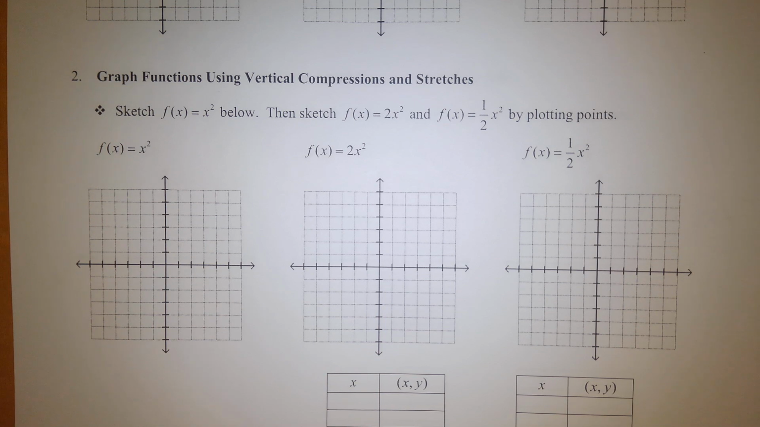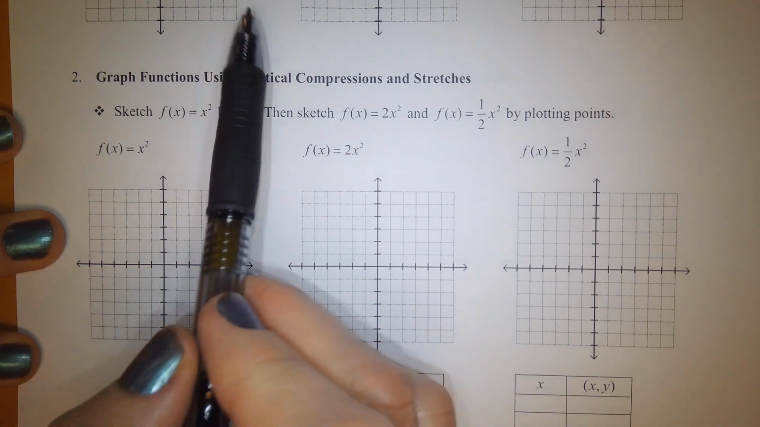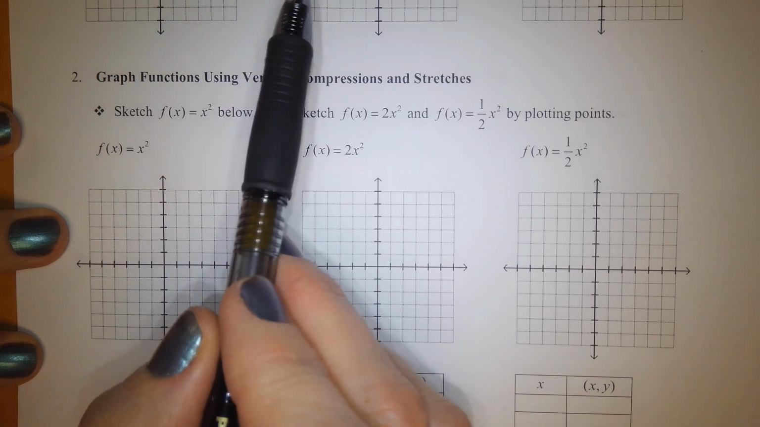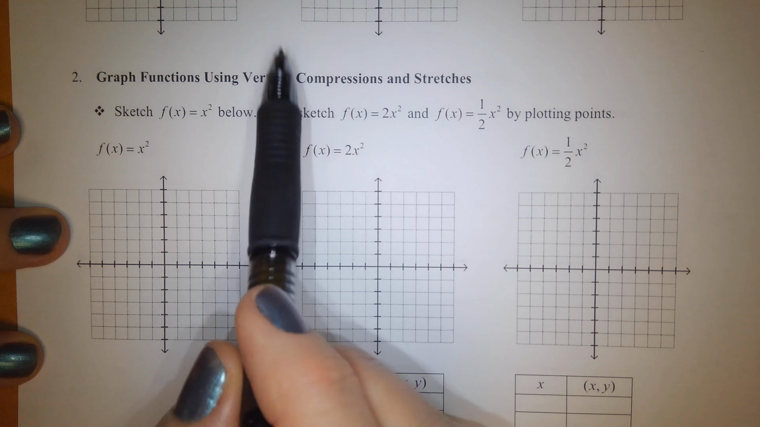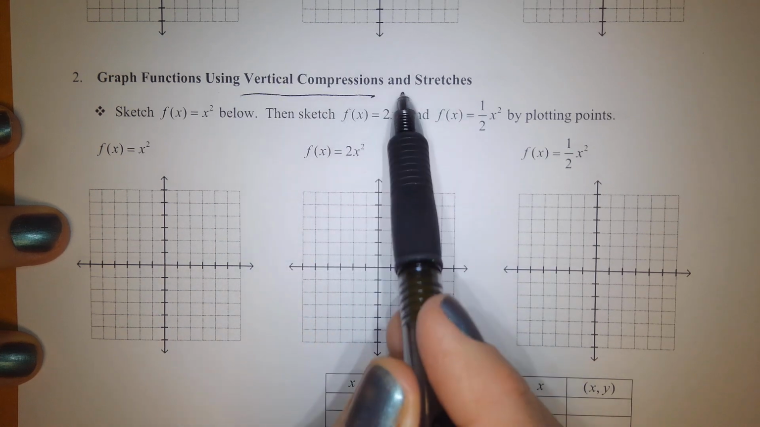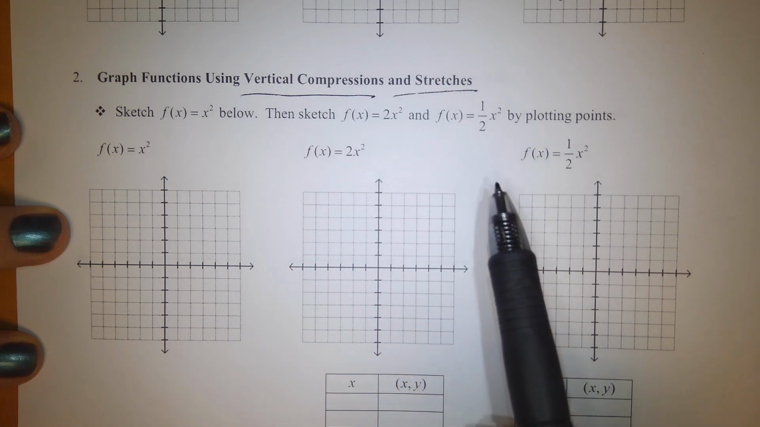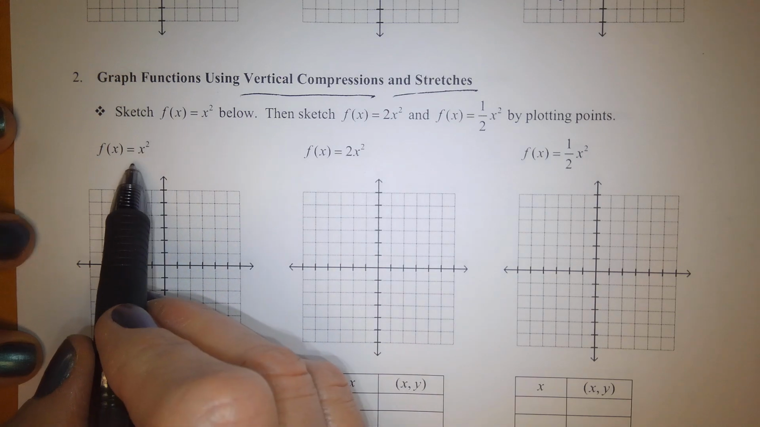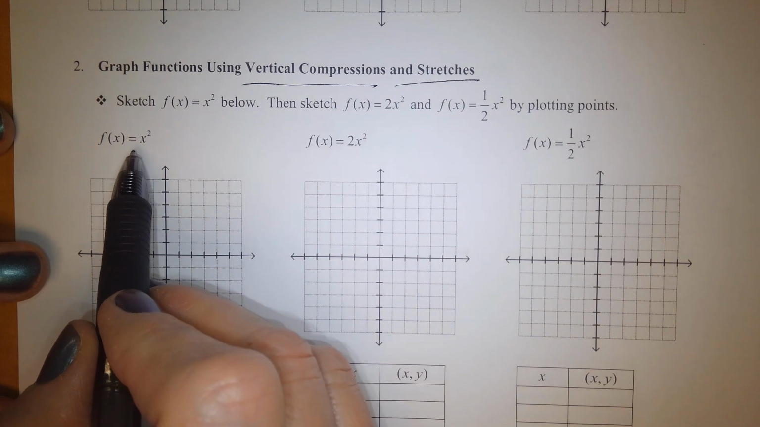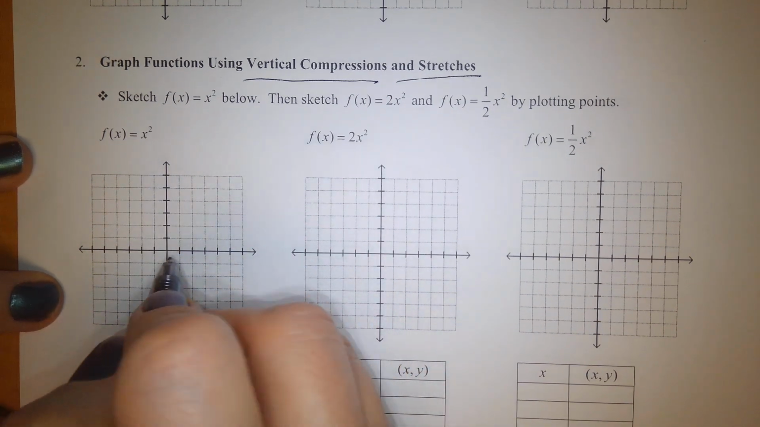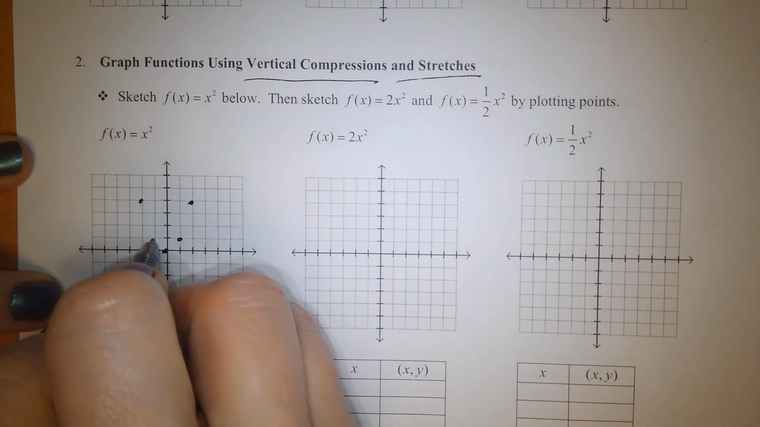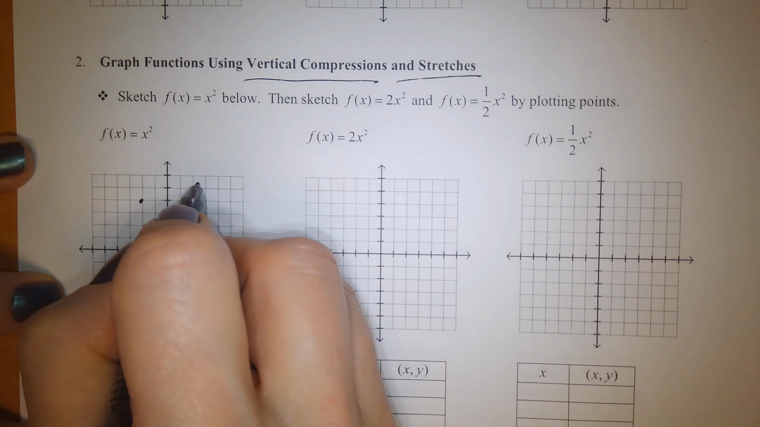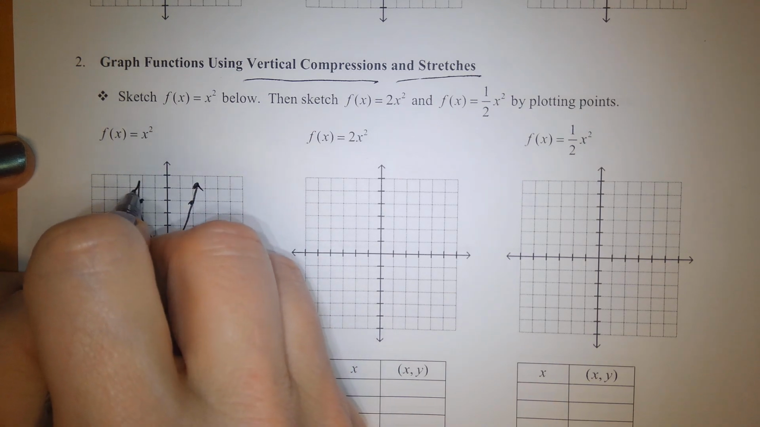Continuing our discussion on transformations, we've already discussed horizontal and vertical shifts. Now we're going to move on to vertical compressions and stretches. Let's first look at the core function of x squared. X squared has the following points, and when I connect the points, you can see it has a parabola effect.